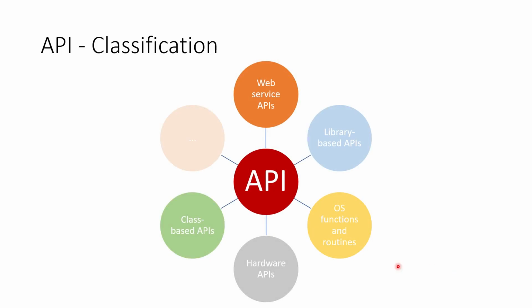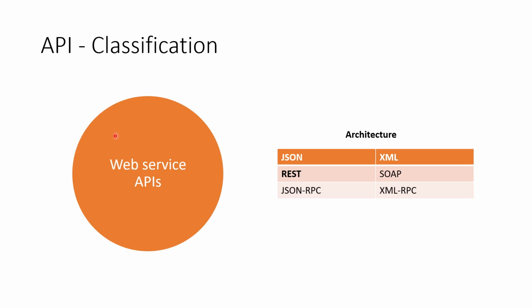And just for completeness, there are many different classes of APIs that are suitable for different tasks. So for example, there are hardware APIs that actually interact with the hardware of a system. But for this talk, we will focus on the web service APIs, and in particular on REST APIs.